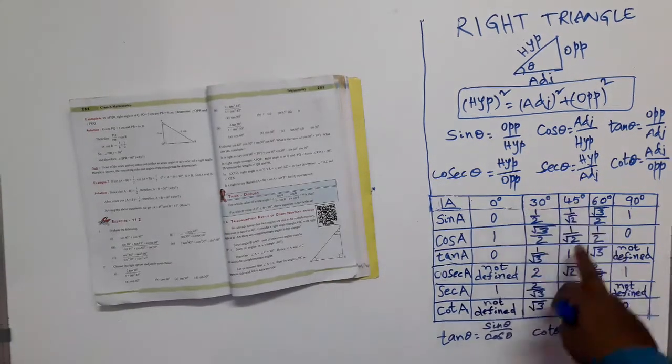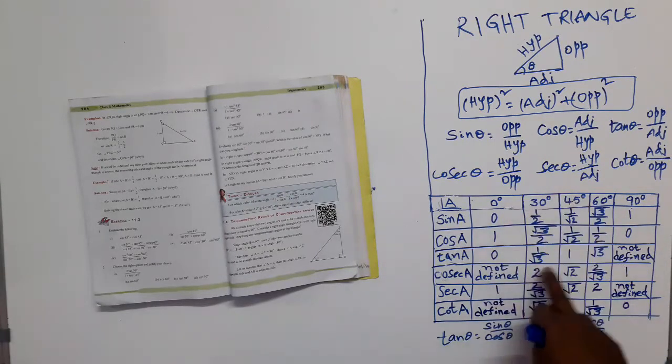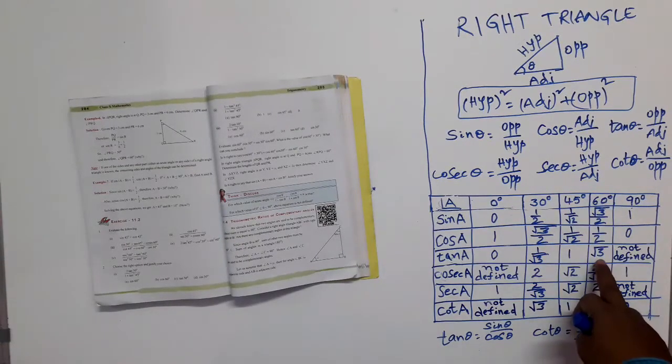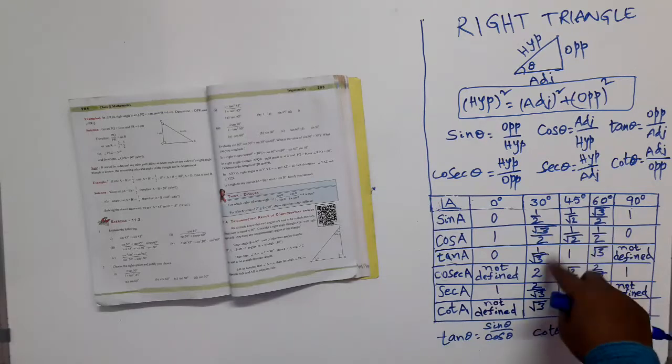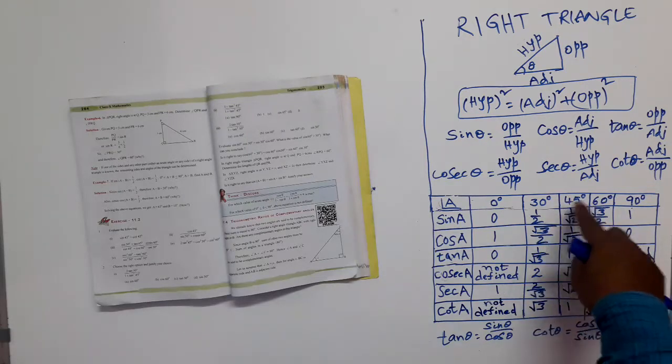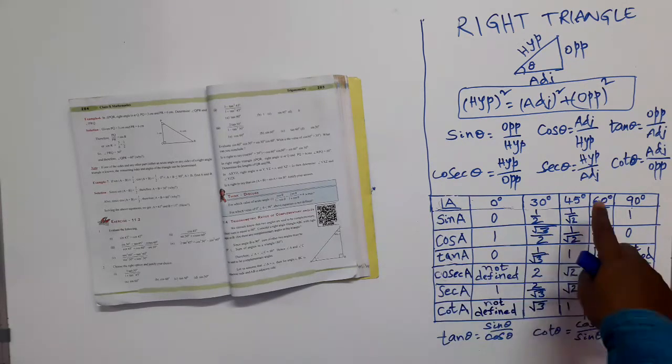Tan 30 degrees is 1 by root 3. Tan 60 degrees is root 3. 1 by root 3, root 3. You remember that. Of course, tan 45 degrees is 1, because sine and cos values are same at 45 degrees, so their ratio, 1 by root 2 by 1 by root 2, is 1. Tan 45 degrees is 1.